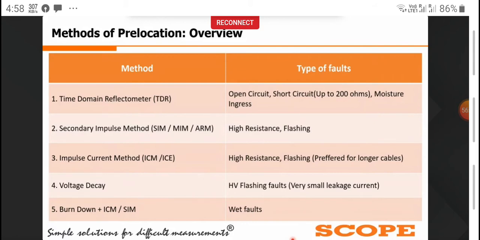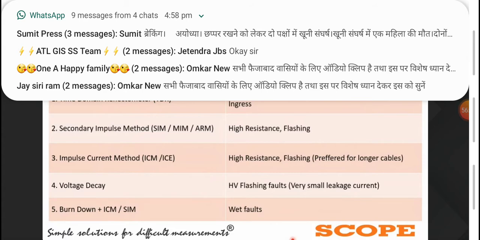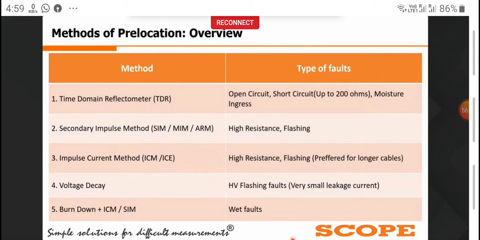As I already explained, the SIM method is preferred for detecting high resistance and flashing faults. Also the ICM method is used for detecting high resistance and flashing faults, but this method is generally preferred for longer lengths of cable. After that, the voltage decay method is used for very high voltage flashing faults with very small leakage current, and it is mainly preferred for detecting faults in EHV cables, because the breakdown voltage of the fault level is very high in the EHV cables.